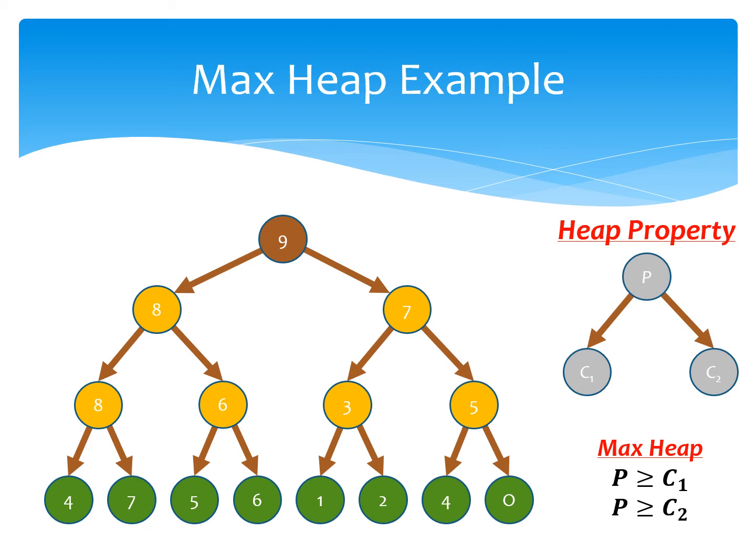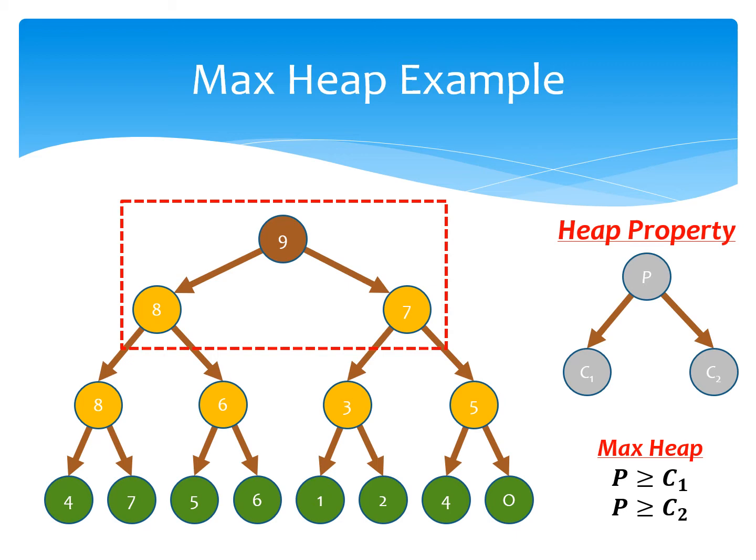For instance, as you can see, the key stored in the root node is 9, which is greater than or equal to that of its left child node, 8, and the right child node, 7. This heap property applies to the entire tree.